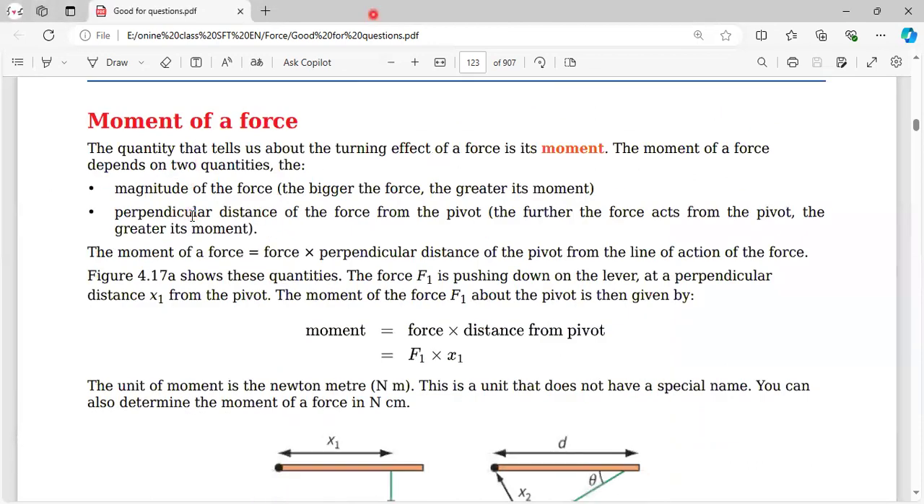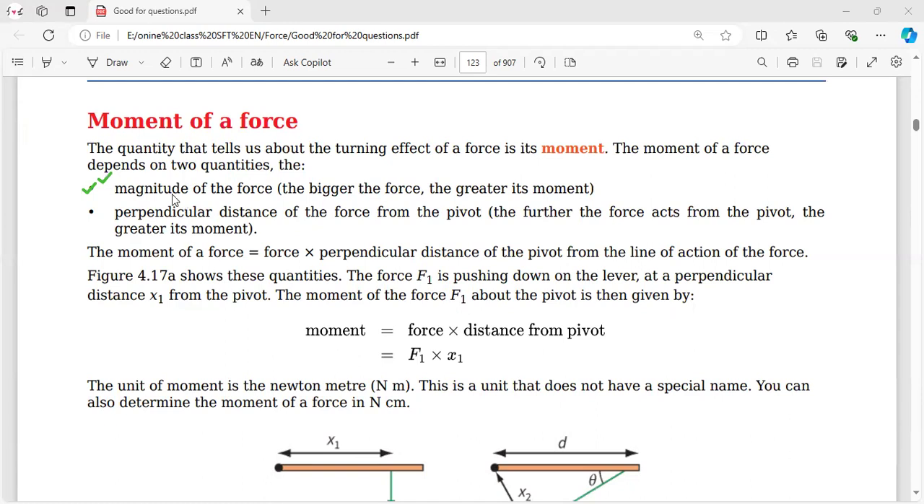Right. Now we'll cover the moment of a force. The quantity that tells us about the turning effect of a force is called its moment. The moment of a force depends on two quantities. You have to thoroughly remember these two quantities. These are the requirements to calculate the moment. Very, very important to remember correctly. First of all, the magnitude of the force.